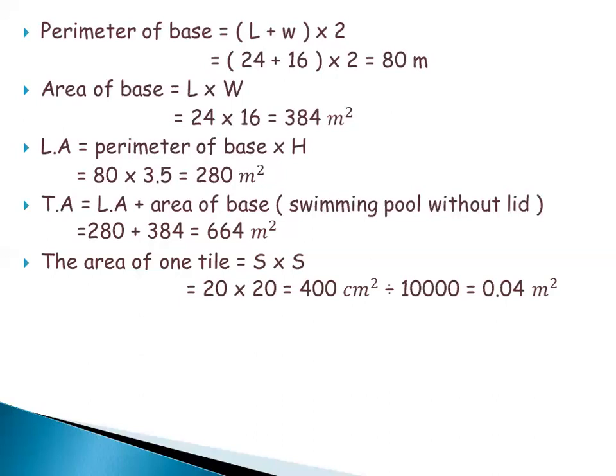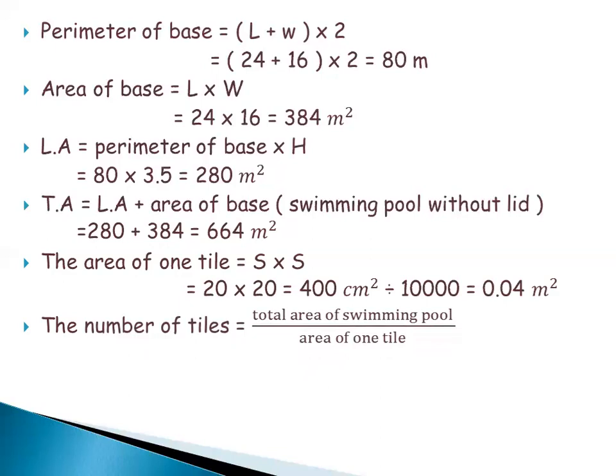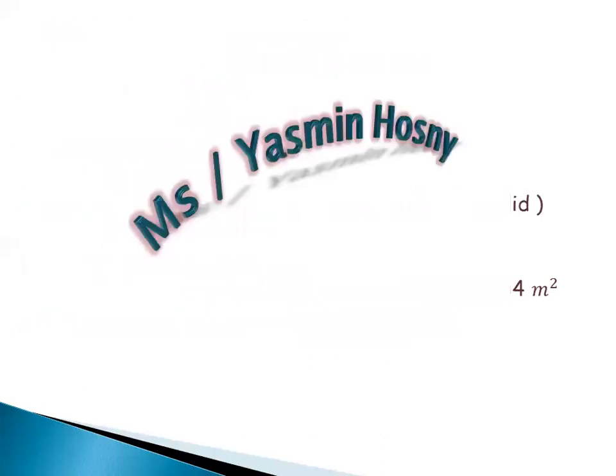I need here to change from centimeter square to meter square, or you can change from meter square to centimeter square. It's going to give me the same exact final answer. I choose here to change from centimeter square to meter square. So I divided the answer by 10,000 equals 0.04 meter square. The number of tiles: I'm going to divide the total area of the swimming pool by the area of one tile, equals 664 divided by 0.04, and my final answer is 16,600 tiles.